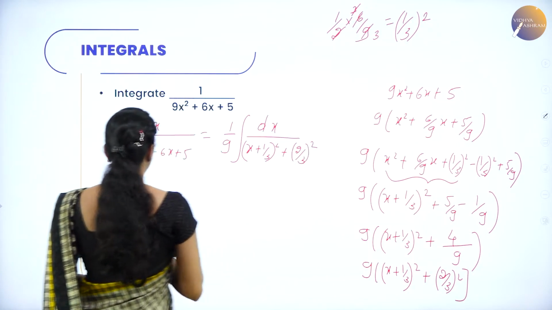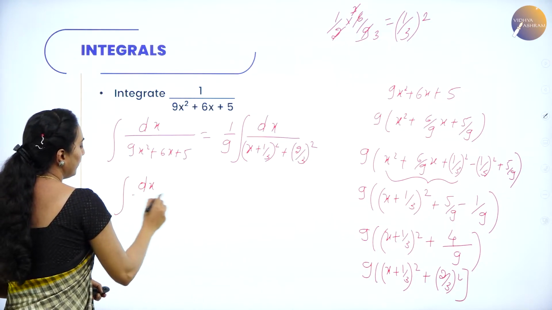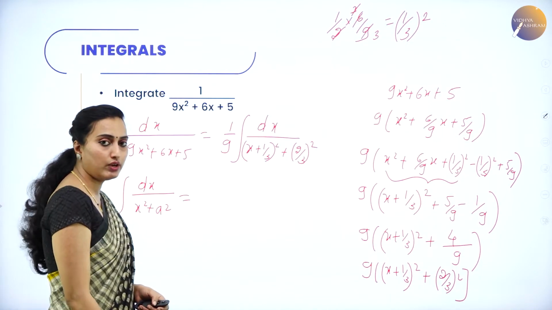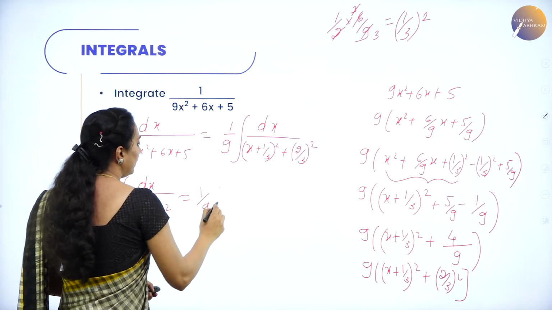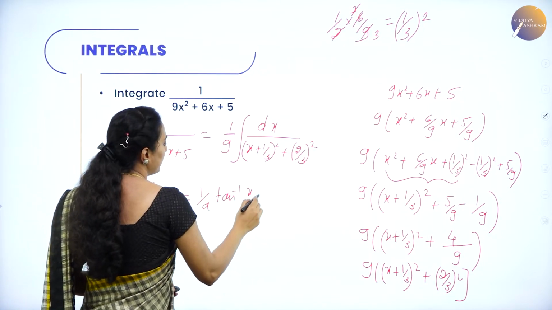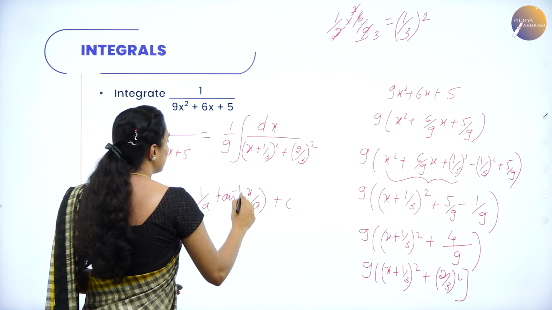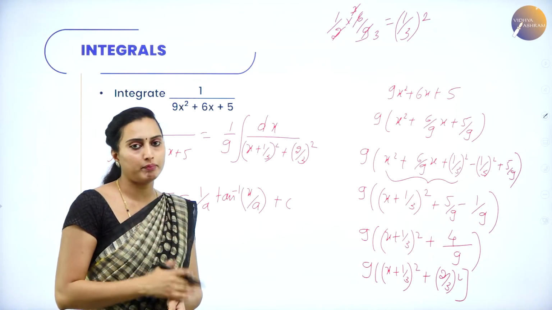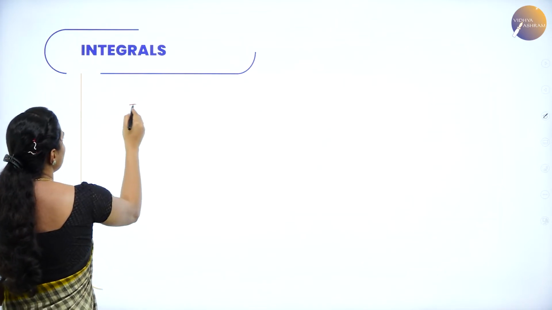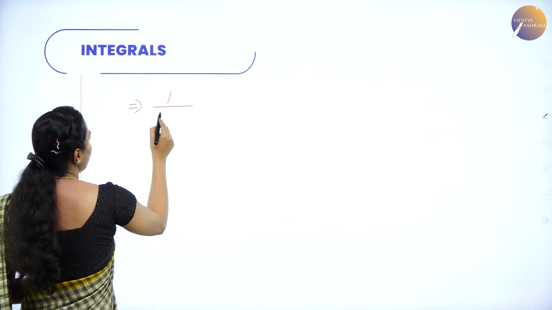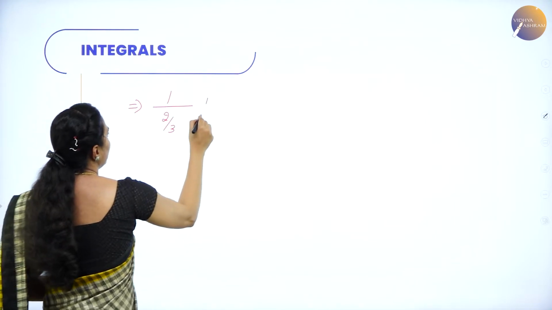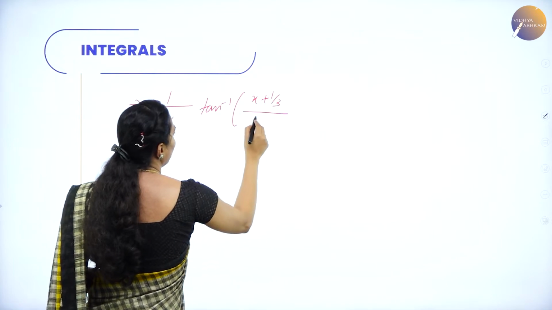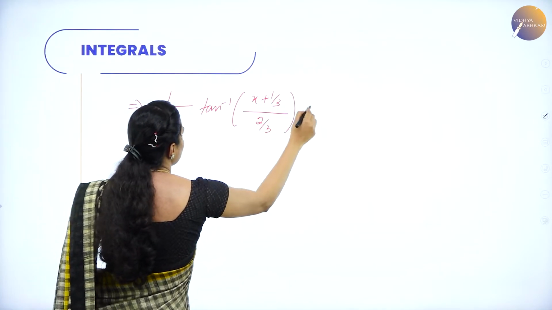Now this is in the form of integral of dx divided by x squared plus a squared. Integral of 1 over x squared plus a squared gives you 1 by a into tan inverse of x by a plus c. Right? So here a replaces 2 by 3 and x replaces x plus 1 by 3. Writing as it is, which implies 1 by a is 3 by 2 into tan inverse of x replaces x plus 1 by 3 divided by a, which is 2 by 3, plus c.